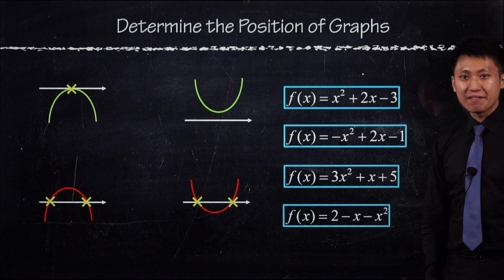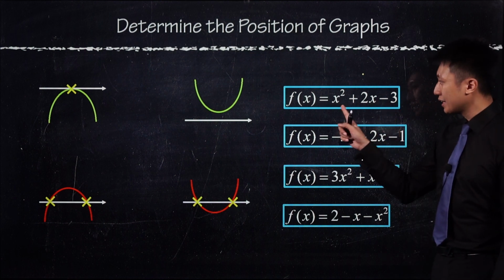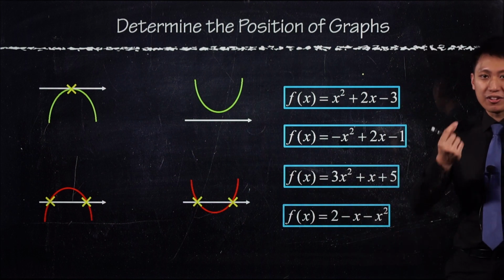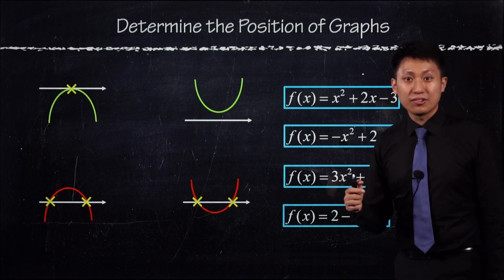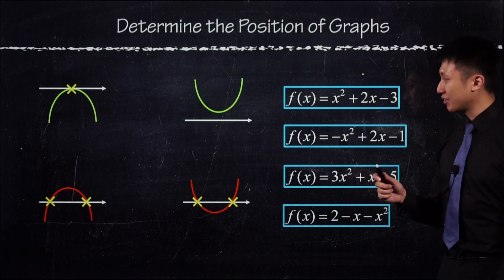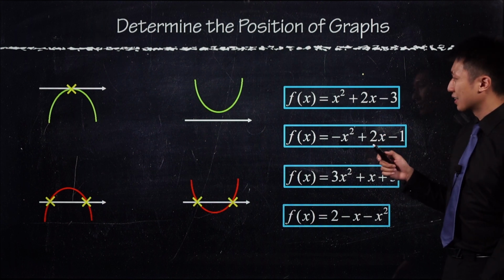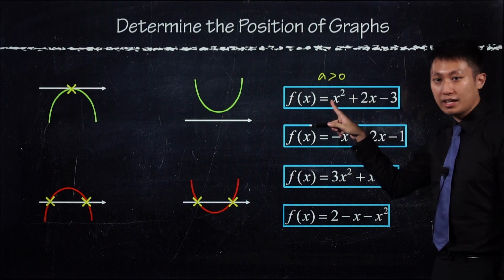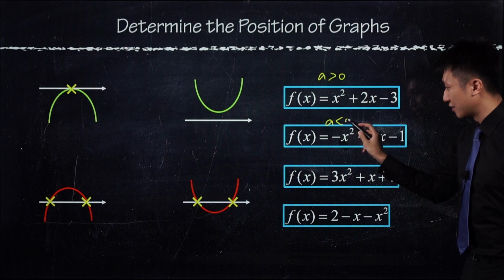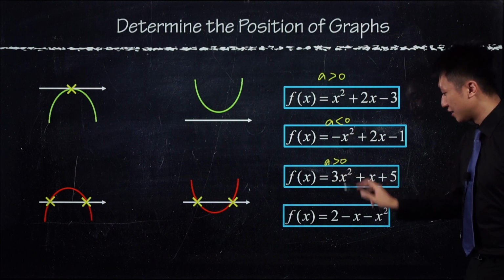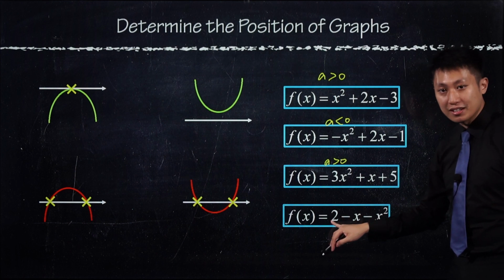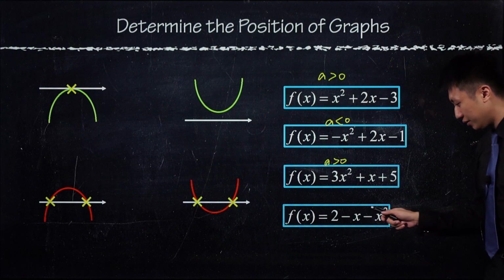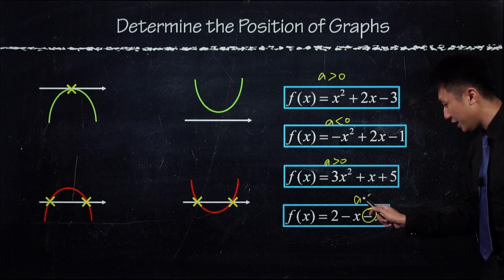Okay, so now it's your time to guess. You guess this one belongs to which of these. So how do I determine? I don't even know the graph, right? But you know something. You know b squared minus 4ac, and also the coefficient. So for this one, a is bigger than 0 because a is 1. How about this one? a is less than 0. This one, a is bigger than 0. This one, am I looking at this one or not? No, I'm looking at the coefficient of x squared, which is this one. So a is also less than 0.